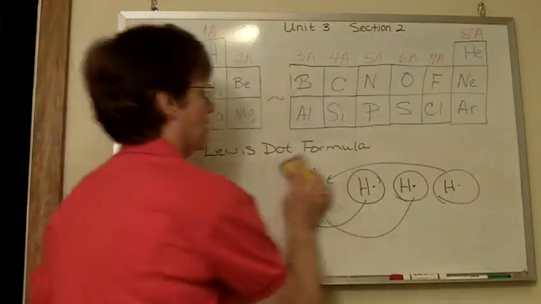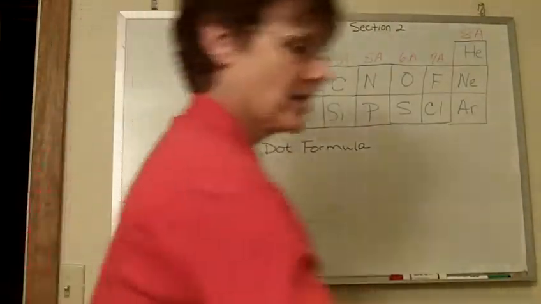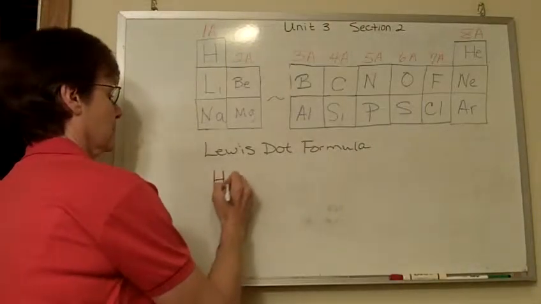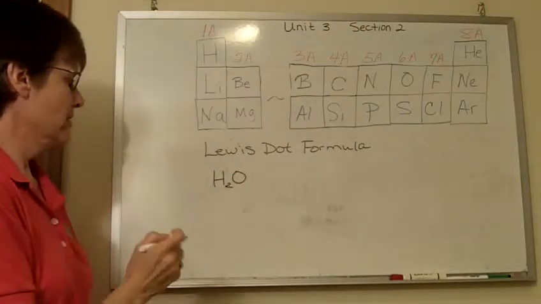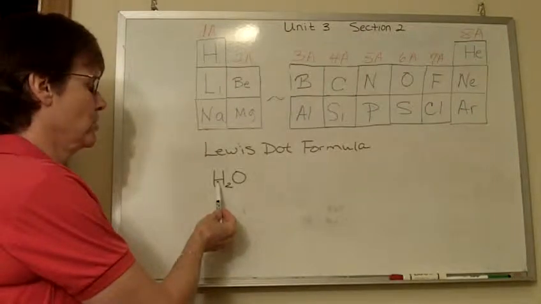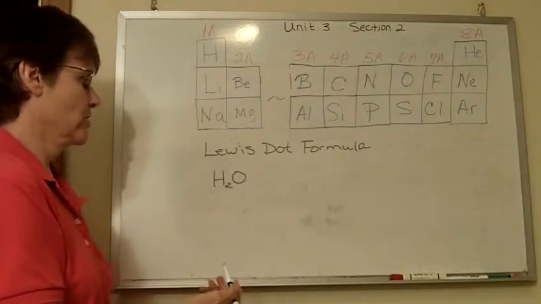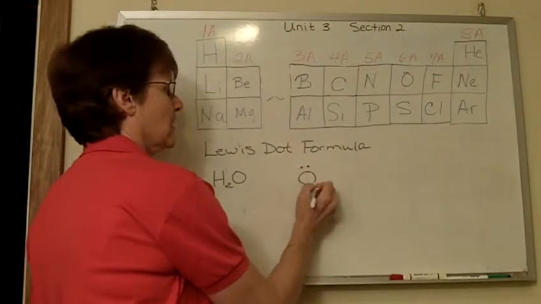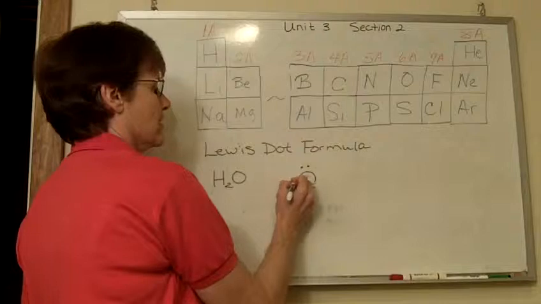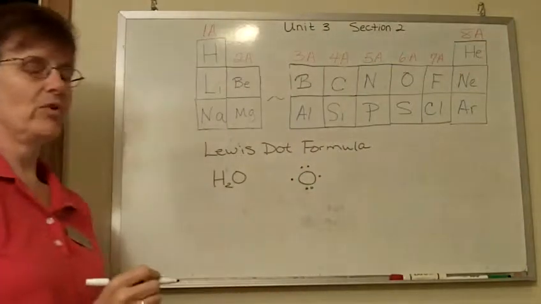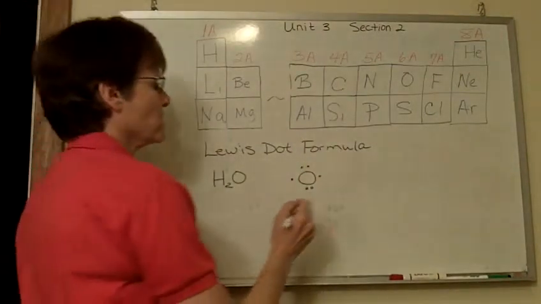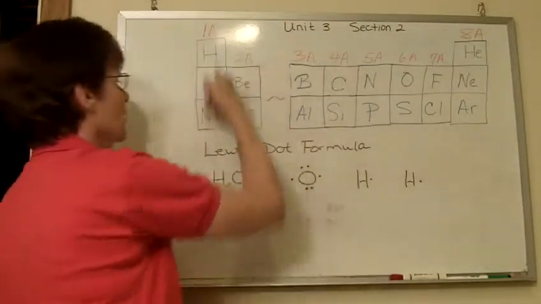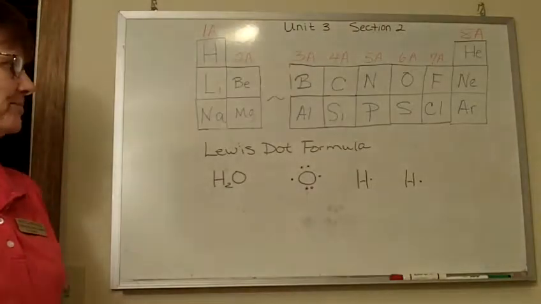Let's look at water as another example. Pretty familiar with water. All right, so what does this tell us? That little 2 tells us I've got 2 hydrogens and only 1 oxygen. So drawing them separately, we know that oxygen is in this column and it's got 6 electrons in it, so that's the Lewis dot formula. Each of the hydrogens being over in this column have only 1 electron.